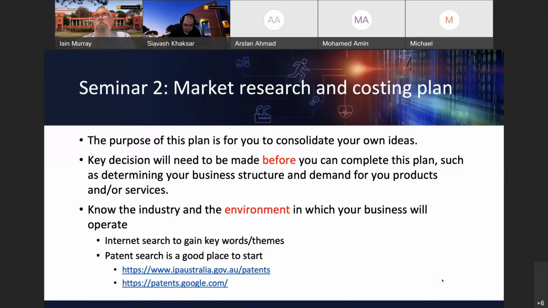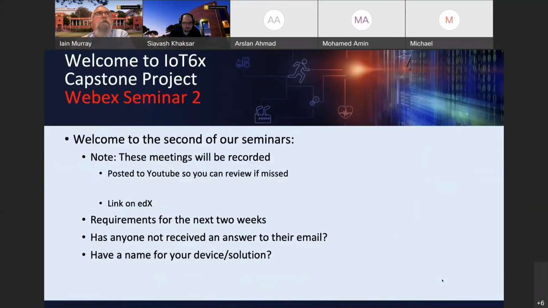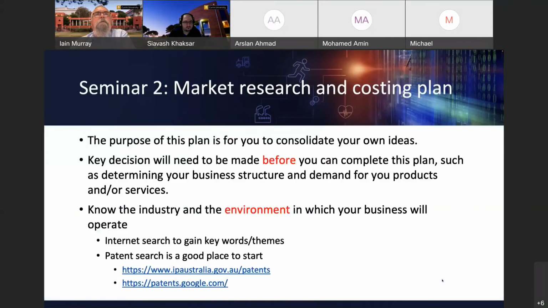Okay, so we will also be looking at doing a market research and costing plan. Oh, that's something I didn't mention as well. Somewhere here, the Canvanizer.